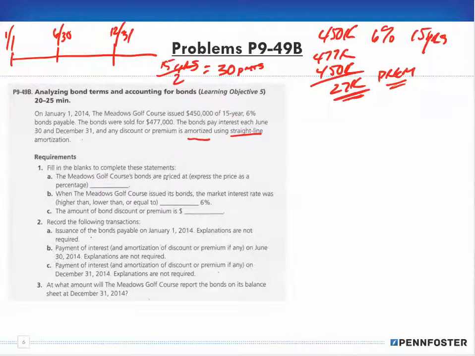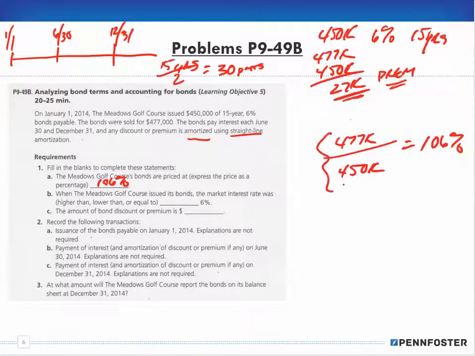The Meadows Golf Course bonds are priced at, express the price as a percentage. Okay, so the bonds are priced at $477,000, but it says express it as a percentage, right? Well, the bond par is $450,000, so we divide the $450,000 into the $477,000, and that gives us 106%. That is just basic math.